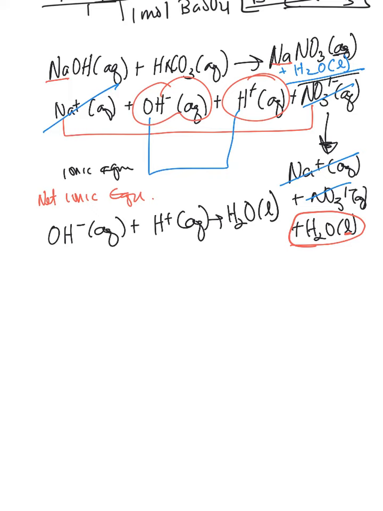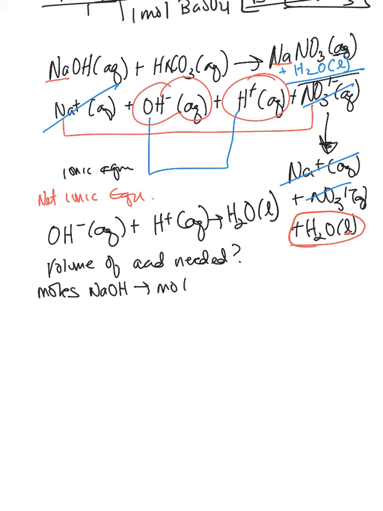You're making water. And in this problem, it asks for the volume of acid needed at the equivalence point. So basically you're going to start with the moles of your base, and you're going to use the mole to mole bridge to get the moles of your nitric acid, and you're going to use the molarity to get your volume in milliliters. So for this, you're going to use the molarity that's provided, and for this, you're going to use your coefficients from your balanced equation.